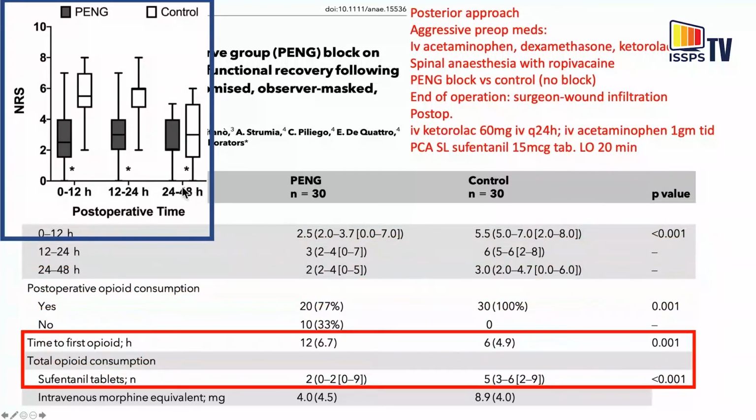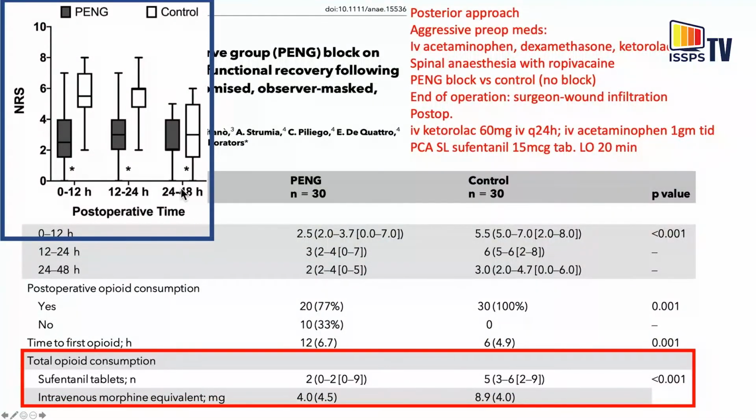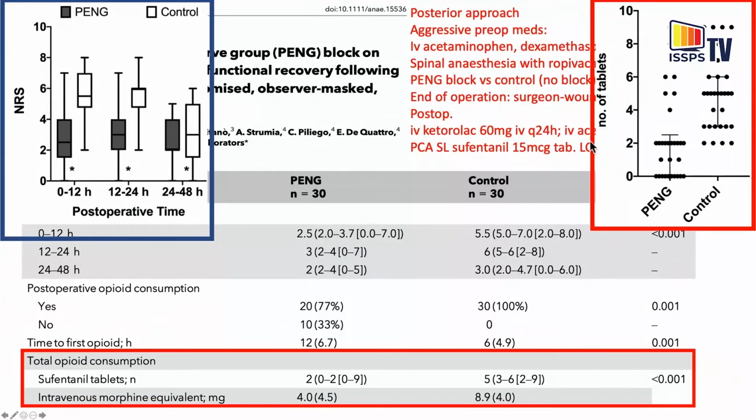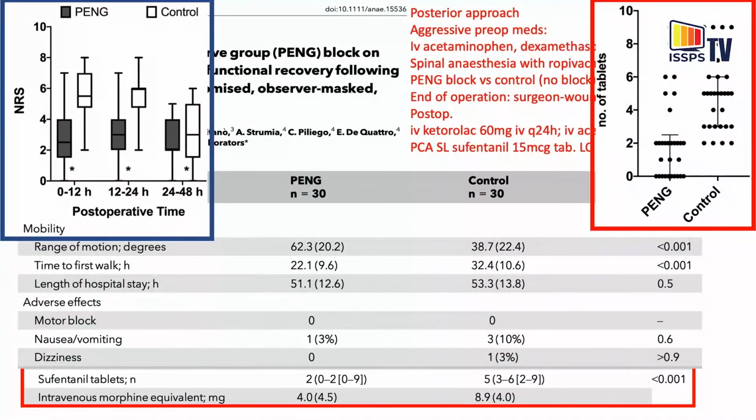And in terms of analgesic consumption, they use sublingual PCA sufentanil. Again, they can find differences between the two. And it is quite significant between the two doses, 2 tablets versus 5 tablets over 48 hours. They also find some improvement in the function. In general, the ones in the PENG group have a much better range of movement, 60-something degrees compared with 38 degrees, and they also start to walk 10 hours earlier. So this is actually very significant.